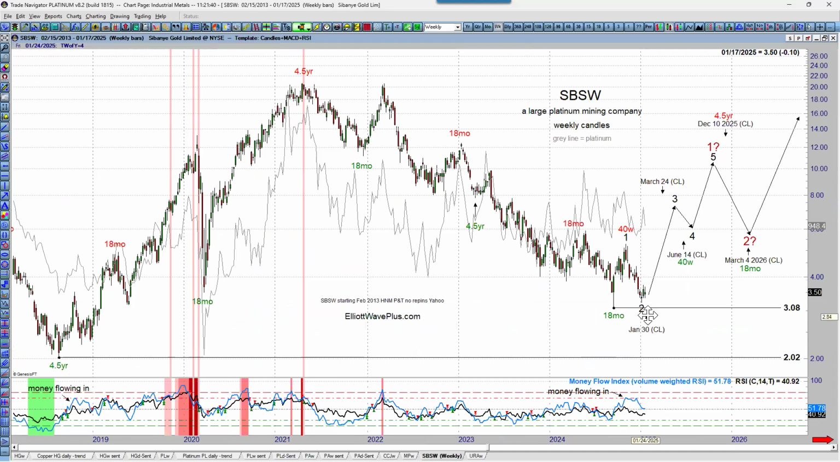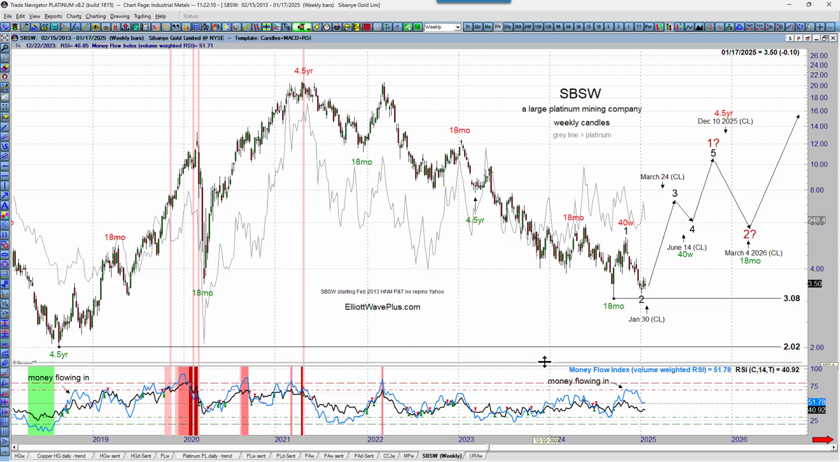SBSW. I haven't done a new Hurst in a couple of weeks on it, but this is what it was suggesting, that starting in late January, it would rally up through late March and generally rally all year long. Notice the stealthy buying volume that has been coming in recently on the money flow versus RSI indicator.